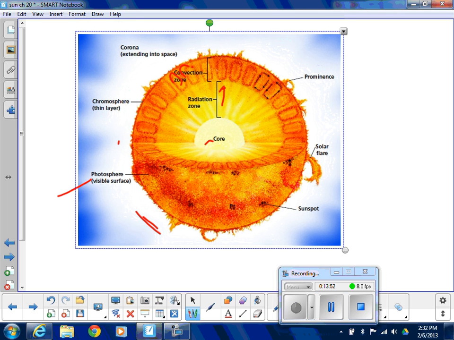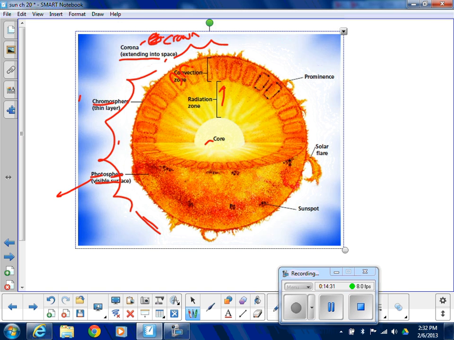We had the layers, and if you look at these, again, photo means light, sphere, the photosphere, it's the visible surface, and it's also the layer that's putting off light. Chromosphere is a thin layer. I'm not too concerned about that one. And then the corona, it says extending into space. The word corona means crown. And so when you're drawing your sun and you have that beautiful sunshine, like when you're a little kid, you draw all the little rays of the sun. That's the corona. That's the crown.